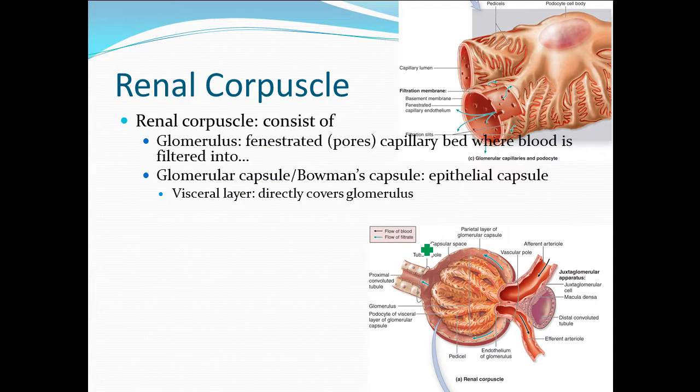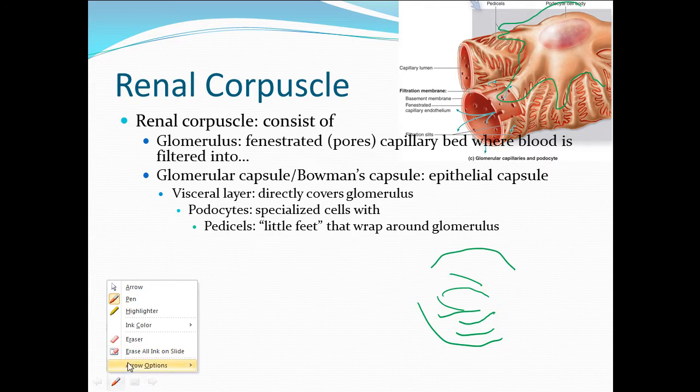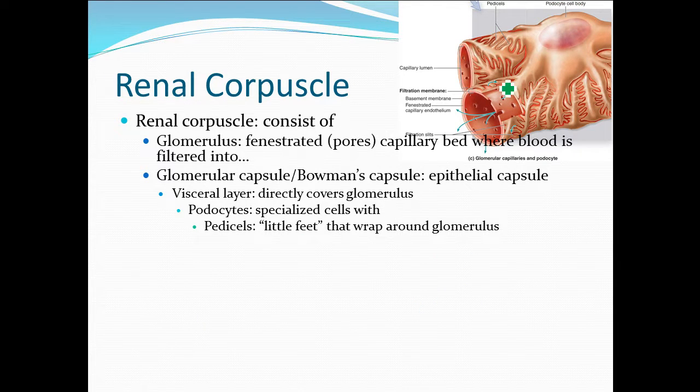So here's the glomerular capsule here. It has the cells that surround the glomerulus, and these cells are called podocytes. And you notice how this is a podocyte over here. So that's actually part of the glomerular capsule, the visceral layer of the glomerular capsule. The podocytes have these little feet called pedicels, which are these structures here that come off of the podocyte. All these structures that you see here are the pedicels.